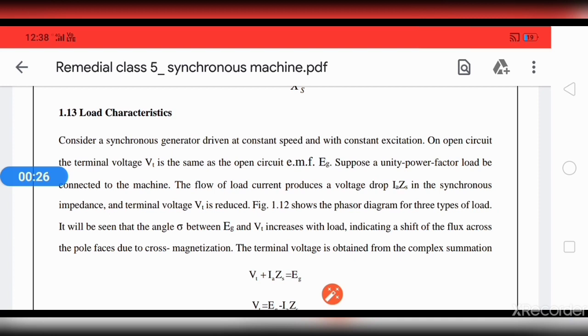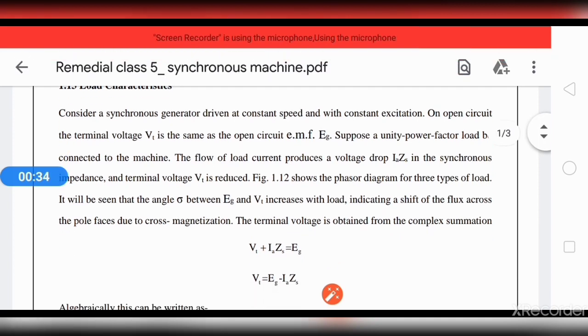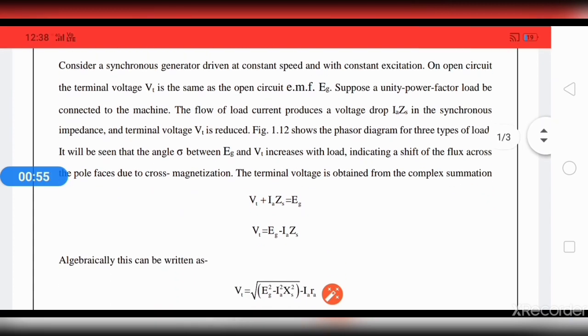Let us consider a generator driven at constant speed and with constant excitation. On open circuit, the terminal voltage is the same as the open circuit EMF or generated EMF. Suppose a unity power factor load is connected to the machine, then the flow of load current produces a voltage drop of IaZs in the synchronous impedance.